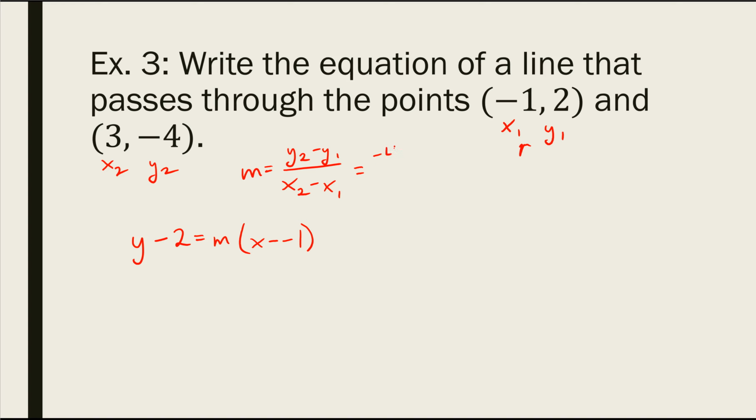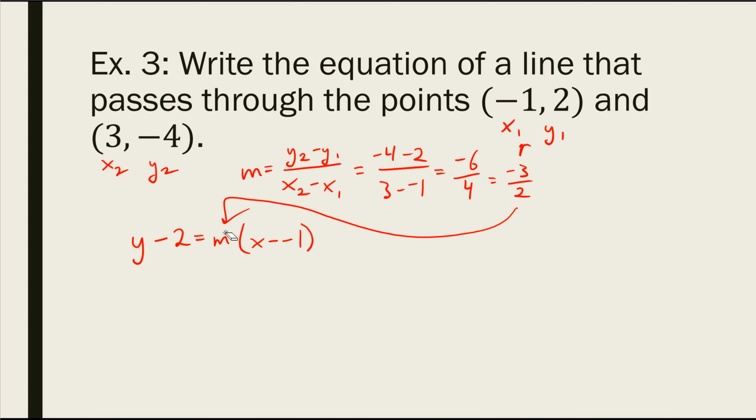So I have -4 minus 2 over 3 minus -1. That would be -6 over 4, which reduces to -3 over 2. Hey, there's my slope, and I'm going to plug that bad boy right in there for m. He's not really a bad boy, he's a slope. That doesn't make sense. Okay, let's clean this guy up a little bit.